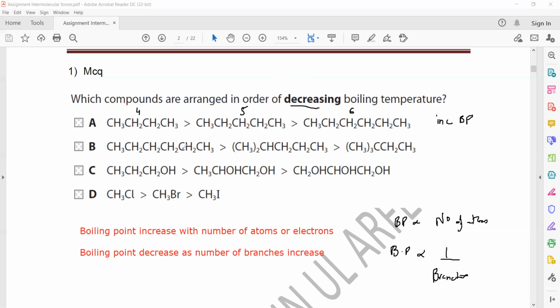When we check 1, 2, 3, 4, 5, 6, there are 6. Then this one has a branch. Both total 6, but this one has 1 branch, and this one has 2 branches. So the boiling point of this one will be higher compared to the second one, and that will be higher compared to the third one. So that's why B is the right answer. Is it clear? Discussion?